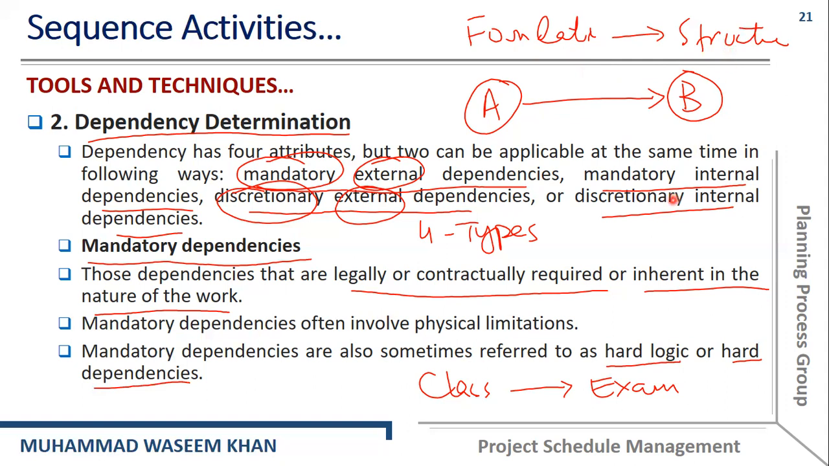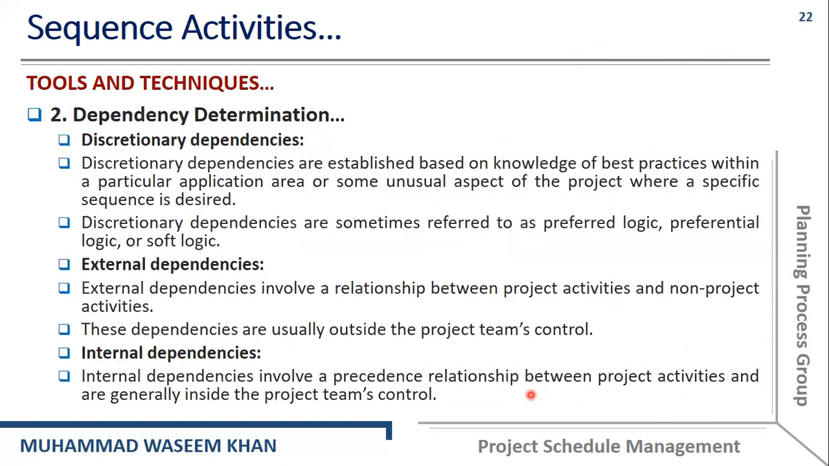Similarly, I will give you another example. If you want to sit for an exam, you need to attend the classes, you need to attend the quizzes or assignments, etc. And after that, at the end, you will be able to sit for an exam. So these are called mandatory dependencies.